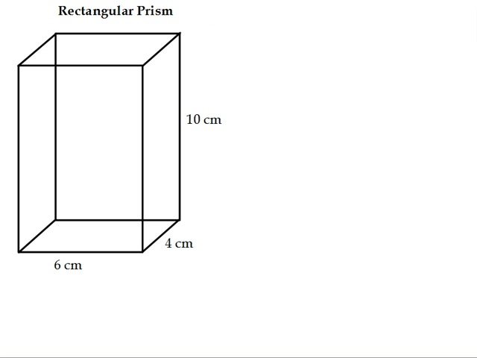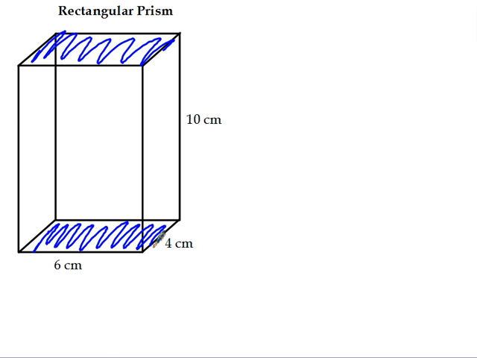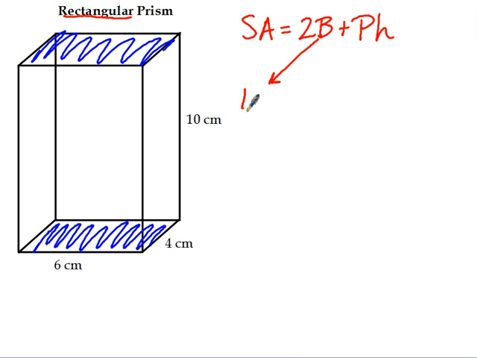So again, you can choose what you want your bases to be, but I'm just going to choose the top and the bottom as my bases. So again, the formula for surface area is 2 times capital B plus capital P times H. In this case, since it's a rectangular prism, that means our capital B is a rectangle. So we're going to do length times width. Looking at my base here, it's going to be 6 times 4, which is 24.